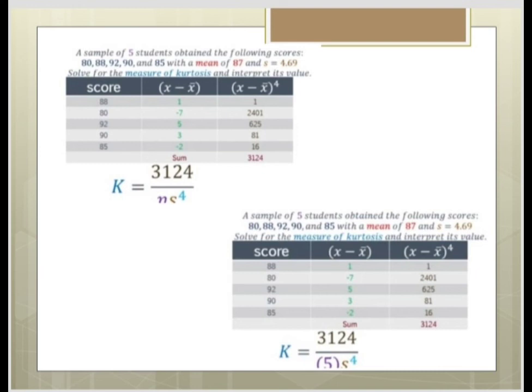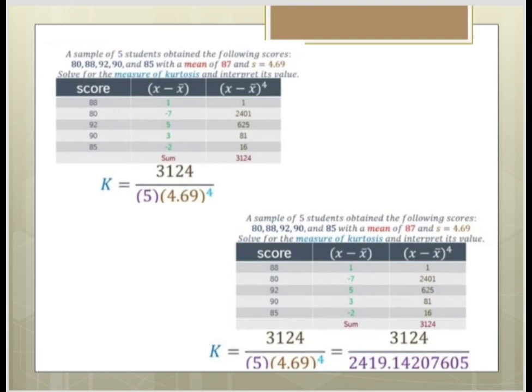Because the data are 88, 80, 92, 90, and 85, there are 5 of them. And the standard deviation is 4.69. Okay? So, let's simplify the denominator first. You will get around 2,419.1420765. On your calculator, take the fourth power of 4.69 first, then multiply it by 5.